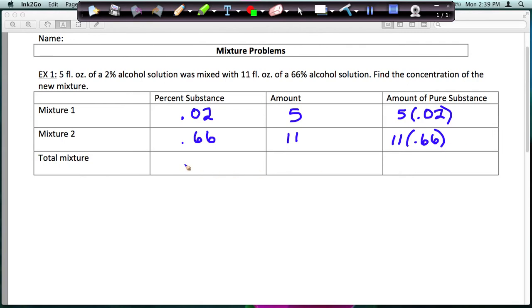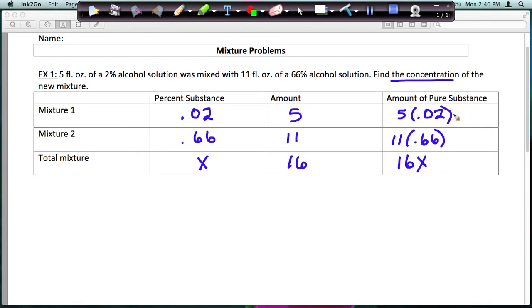The total mixture, it says find the concentration. That right there tells you what our variable is, or what we don't know. We don't know the concentration of the total, so that's what I'm trying to find. And then the amount isn't given. You have to infer it from the fact that you're combining mixture 1, which is 5 fluid ounces, and mixture 2, which is 11 fluid ounces. So the total you'll get when you combine those two, 11 plus 5, is 16 fluid ounces. So the amount of pure substance here is 16 times x.